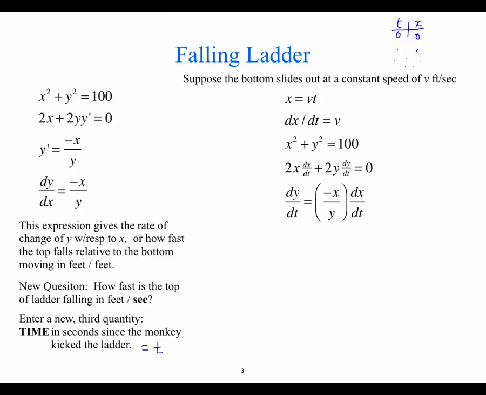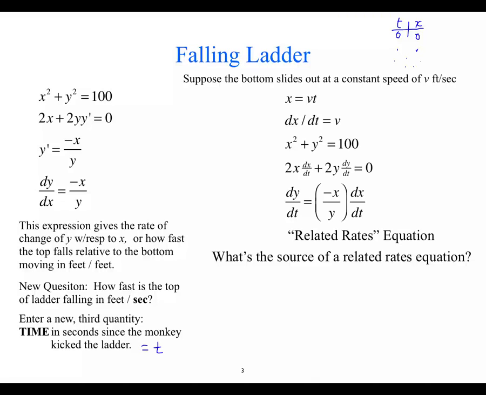And we know that dx/dt was given as v. Okay? But this is what's called a related rates equation, because this is the first time we've seen in this course an equation that has two rates of change in it. Okay? So this is how the speed of the top of the ladder relates to the speed of the bottom of the ladder with respect to time. Or actually, the velocity. So the velocity of the top of the ladder, how it relates to the velocity of the bottom of the ladder.